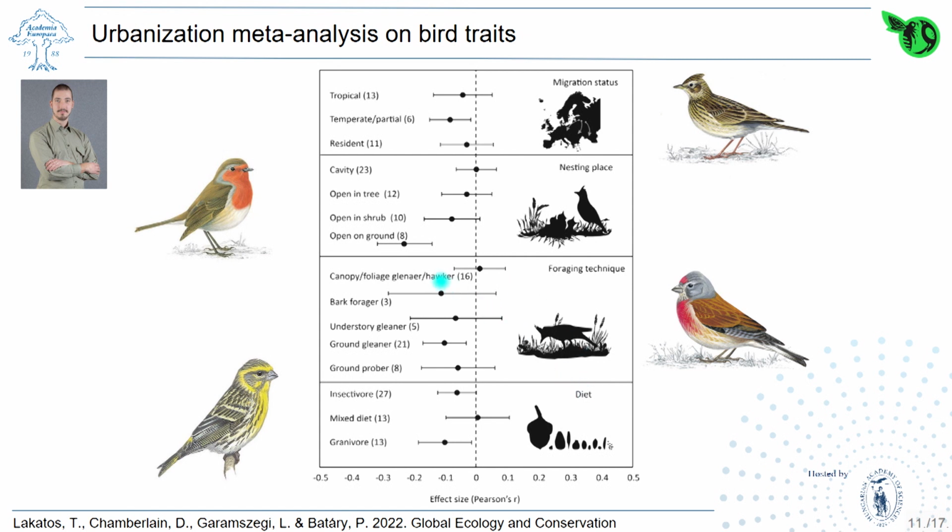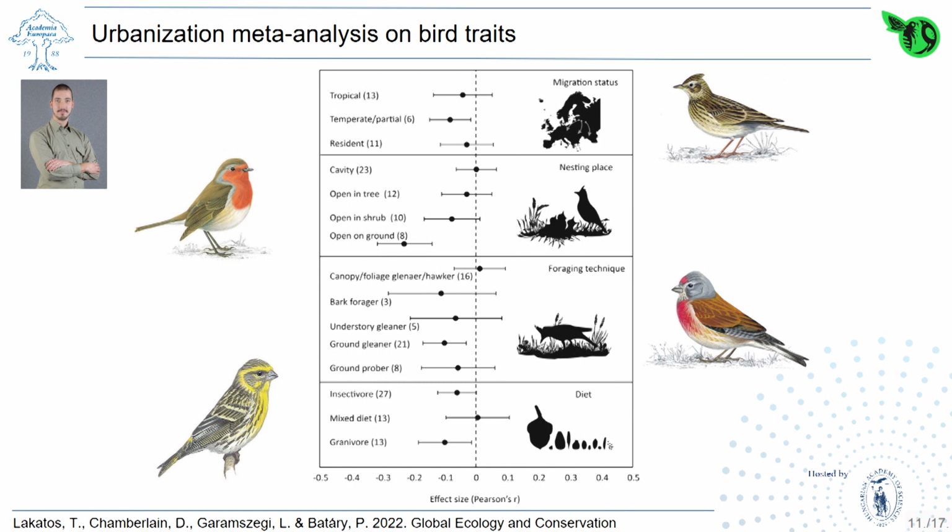what you can see here in the second part of the forest plot is that cavity nesting species are not really threatened by urbanization. It means that they still find their nesting places in these parks and city center parks. But some species, especially those nesting on the ground and needing intact grassy areas, are really negatively affected by urbanization.